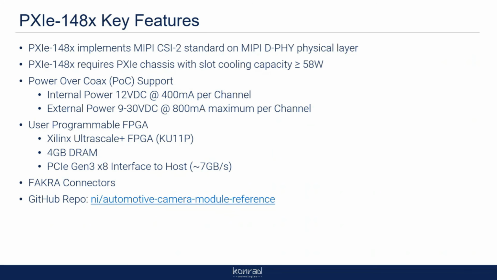One of the things the cards have is power over coax support. This is a bit of a gotcha. Internally, you can power the camera at 12 volts, only 12 volts, and you can have up to 400 milliamps per channel. There is a way to pass through external power, and you can give it 9 to 30 volts DC at up to 800 milliamps per channel without frying the card.